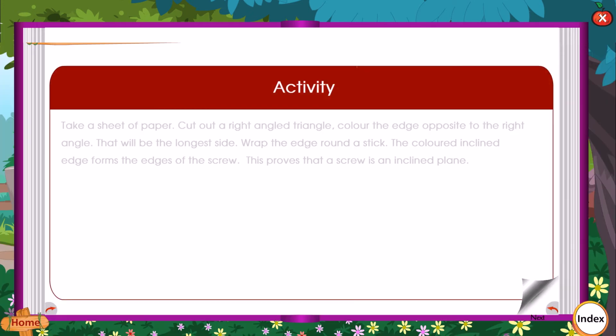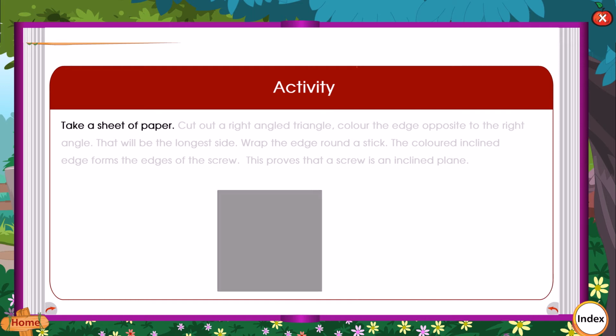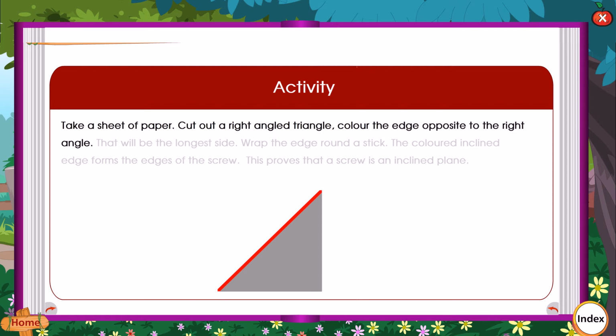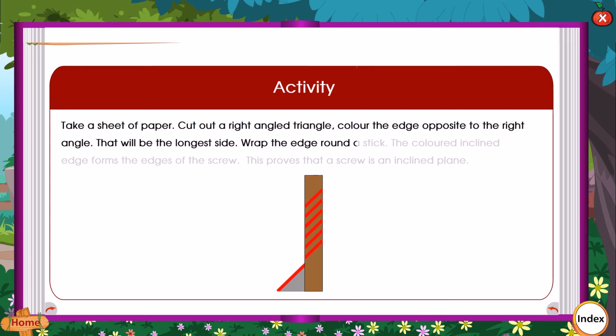Activity. Take a sheet of paper. Cut out a right-angled triangle. Color the edge opposite to the right angle. That will be the longest side. Wrap the edge round a stick. The colored inclined edge forms the edges of the screw. This proves that a screw is an inclined plane.